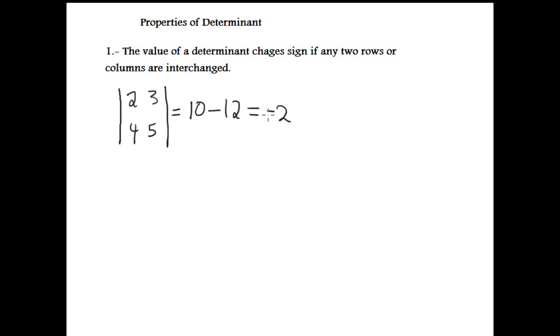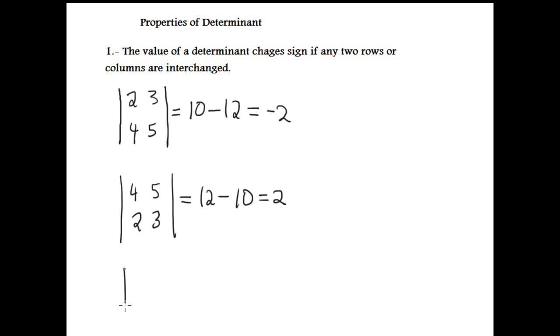Now suppose that I interchange, for example, two rows: 4, 5, 2, 3. And now you multiply: 12 minus 10. It's positive 2. It's the same value but the opposite sign.